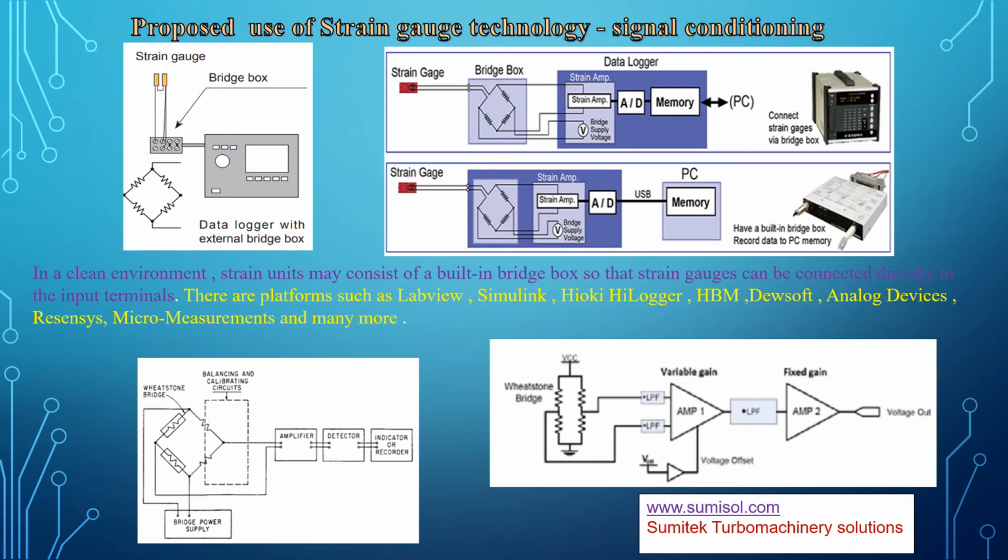Accurate measurements depend on a stable, regulated, and low noise excitation source. Circuit calibration also becomes an extremely important criterion. However, nowadays it's possible to carry out calibration of the bridge quickly via inbuilt software. Moreover, in a clean environment, strain units may also consist of a built-in bridge box so that strain gauges can be connected directly to the input terminals.